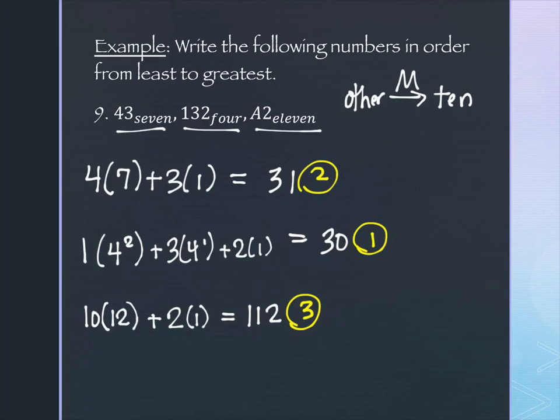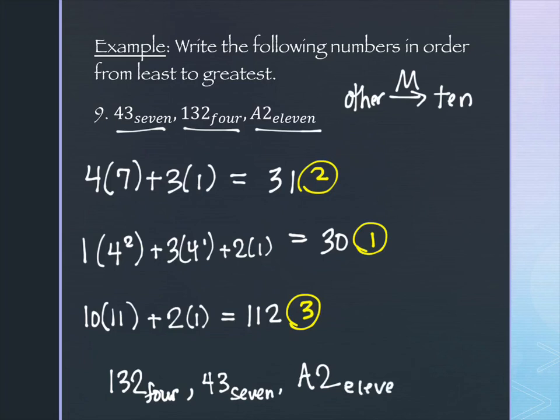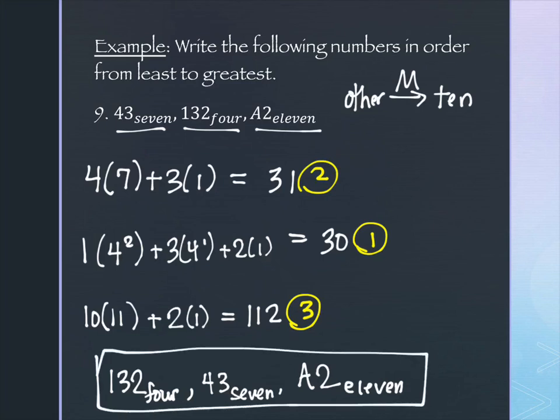So the number 30 that's in the middle was the number 132 base 4. The number 31 at the top is the number 43 base 7. And then the number at the bottom, of course, is the number A2. Oh, I'm sorry, it was base 11. I totally wrote that down wrong. I did the multiplication right, but I just wrote it down wrong. This one should have been 11. Sorry about that. Base 11, so A2 base 11. It is really 112 in base 11. All right, so those would be the numbers in order from least to greatest.